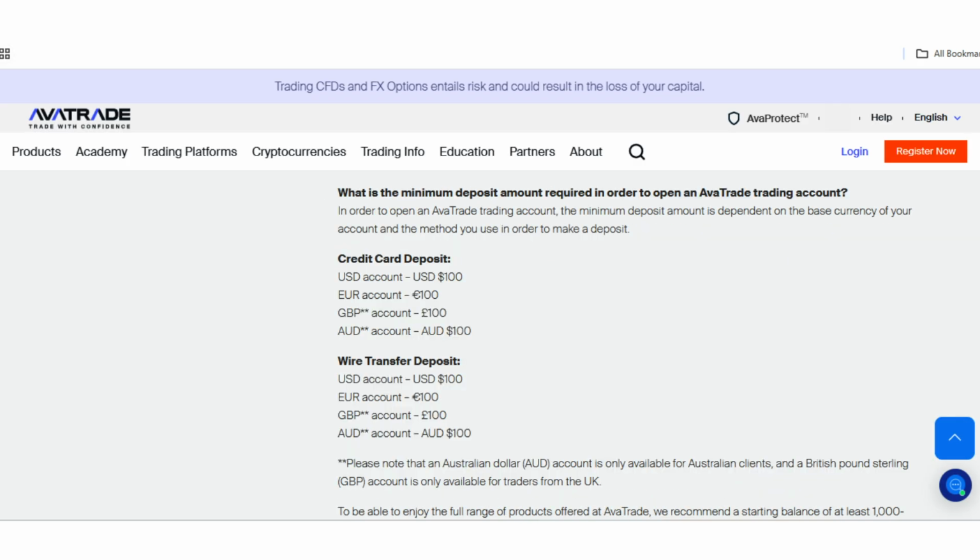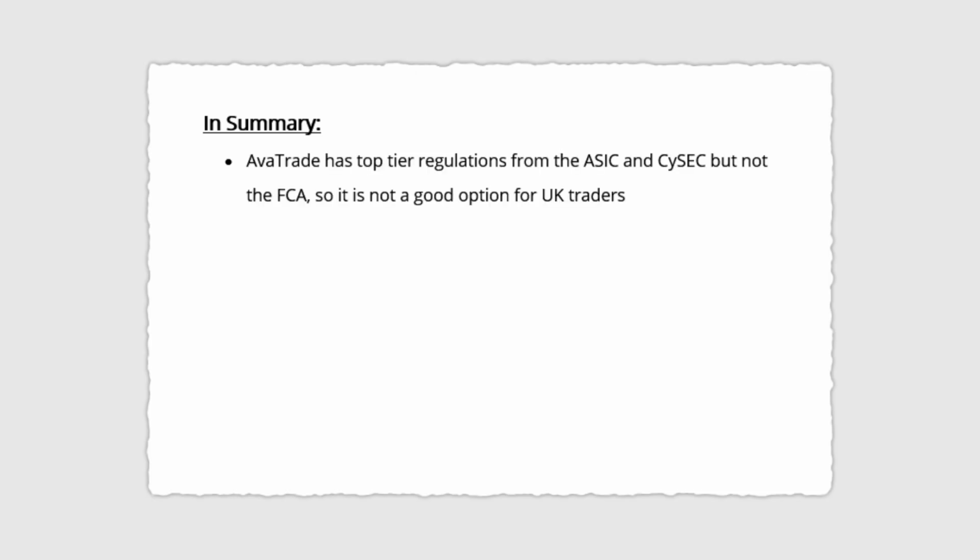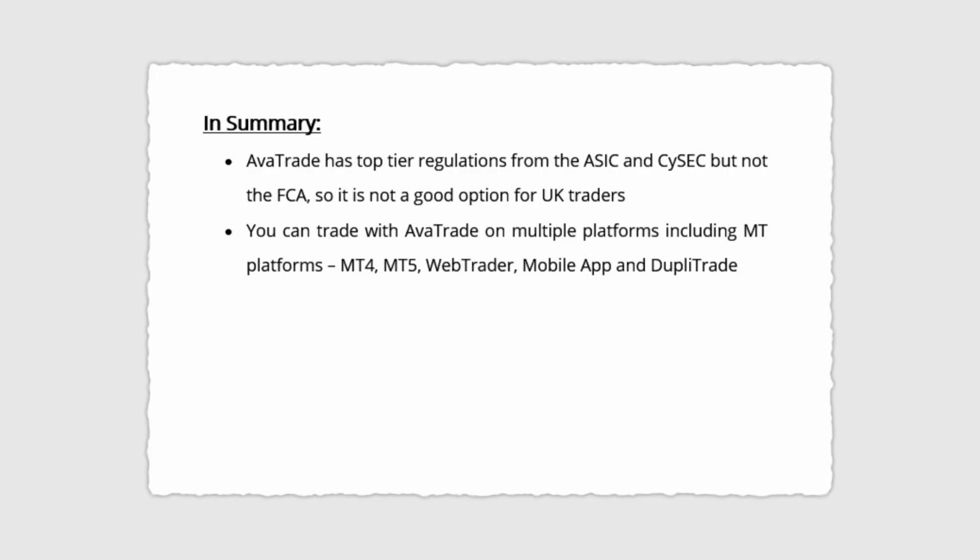And the minimum deposit required to trade on AvaTrade is 100 units of your base currency. Let's take a quick look at AvaTrade's features. AvaTrade has top-tier regulations from the ASIC and SISEC, but not the FCA, so it is not a good option for UK traders. You can trade with AvaTrade on multiple platforms, including the MetaTrader platforms.